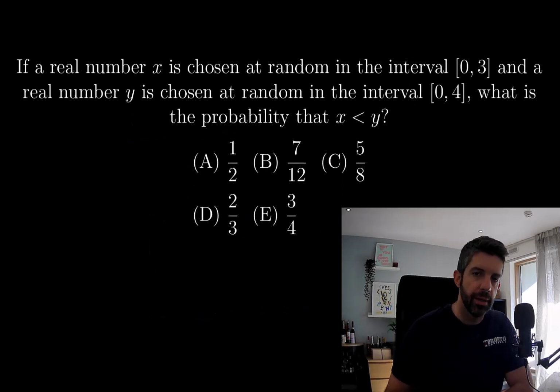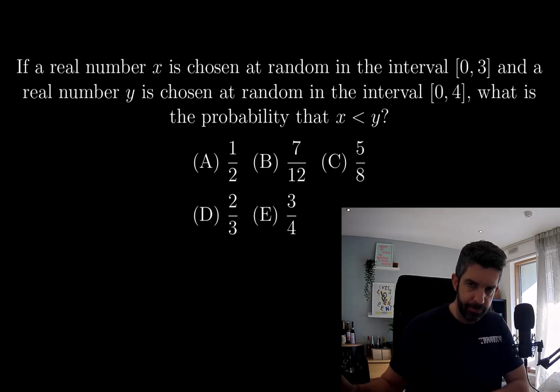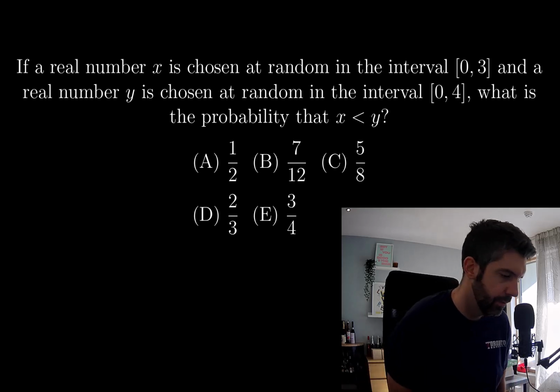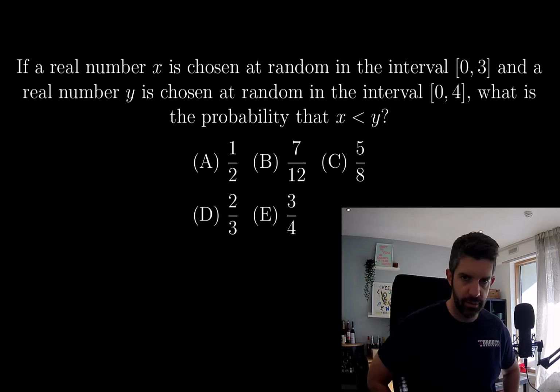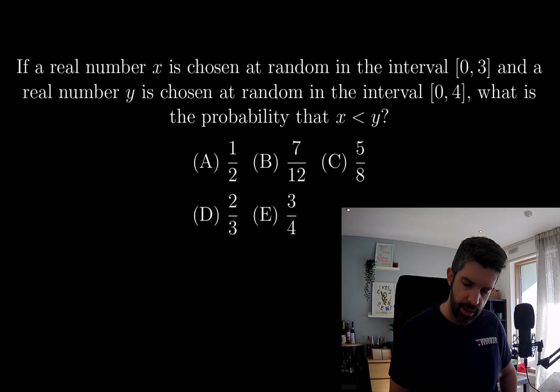If a real number x is chosen at random in the interval 0, 3, and a real number y is chosen at random in the interval 0, 4, what is the probability that x is less than y? And we're given some options here. So I'm going to assume that we're using uniform distributions for these random things.